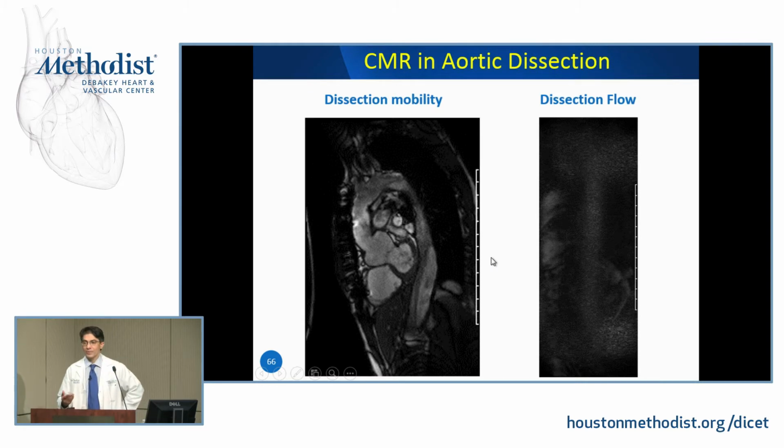Other things we can learn with CMR, which we can't with CT, is dissection mobility. It tells you how chronic that dissection is. It can tell you how well their grafts will hold and this and that. Also with time-resolved MRA, you can tell flow through the aorta and look at flow patterns in the true and false lumen and how the aorta will remodel.